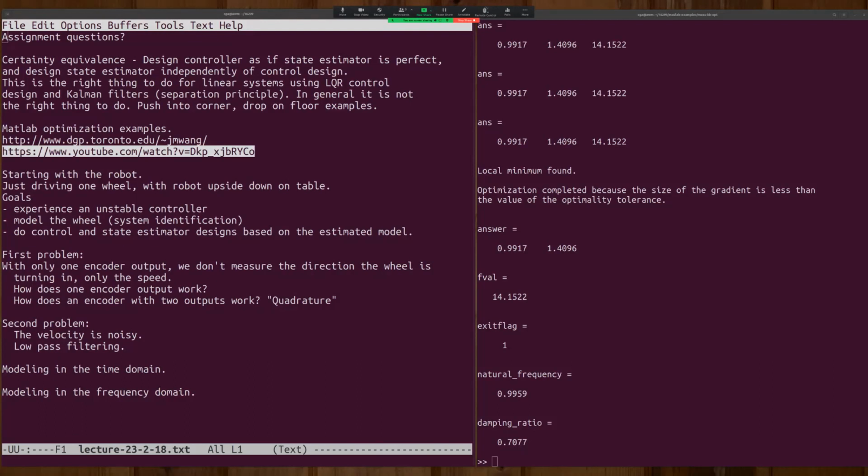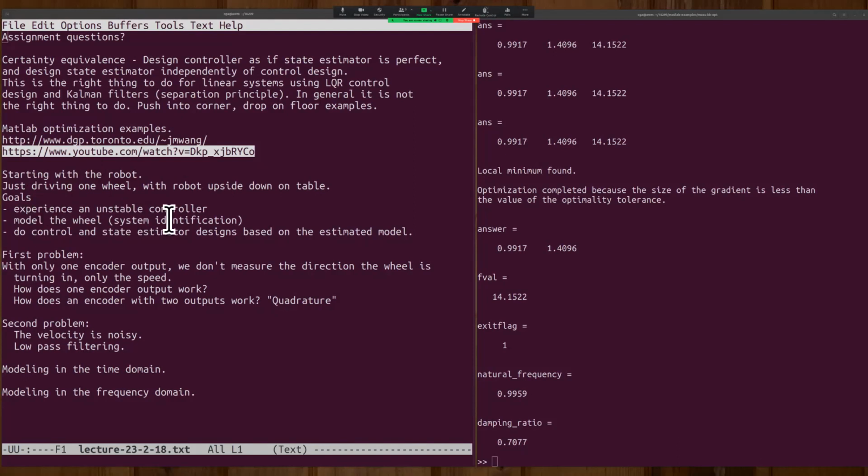Okay. I wanted to spend the rest of the class introducing you to what's going to happen next. The next assignment is going to be, let's work with a real system. In this case, this robot. And what I'm going to have you do is put it upside down on your table and spin one of the wheels. Here are the experiences I would like you to have.